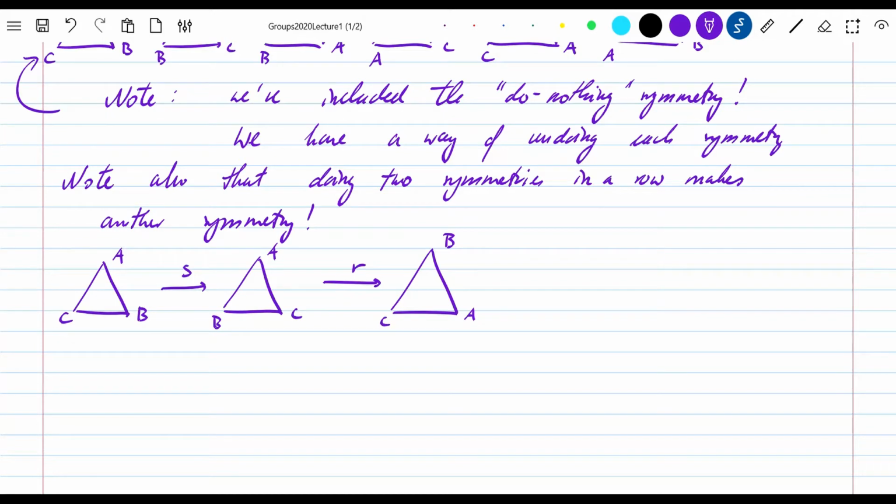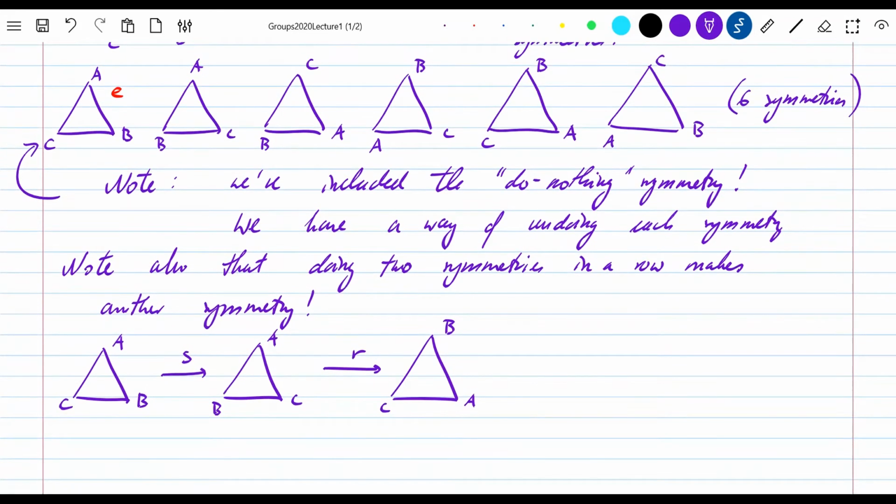this. And you can see that this symmetry actually is one of the symmetries already on my list. It's right here. So indeed, by doing 2 symmetries in a row, I do get a symmetry that I already had, another valid symmetry of my shape.